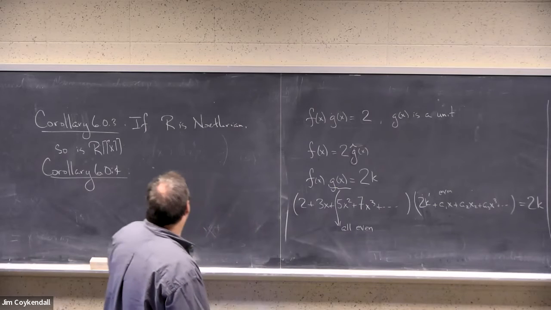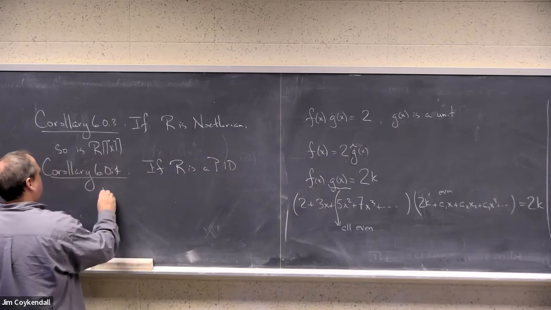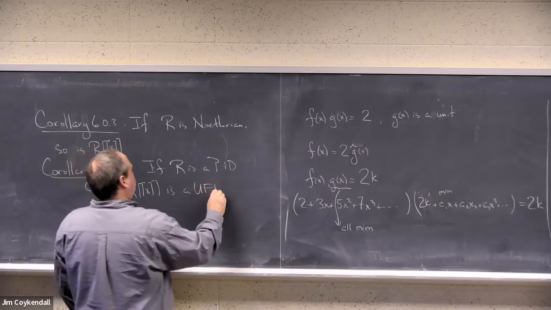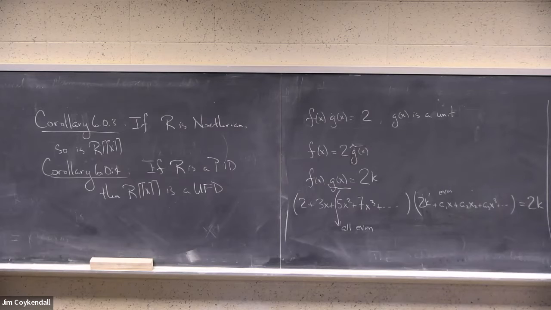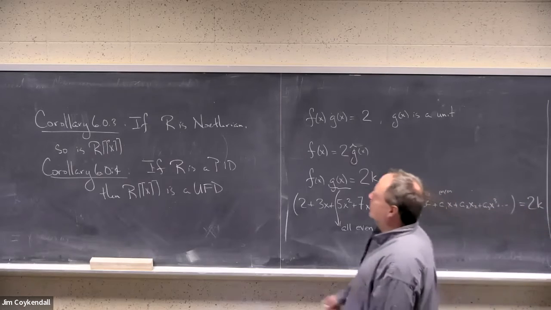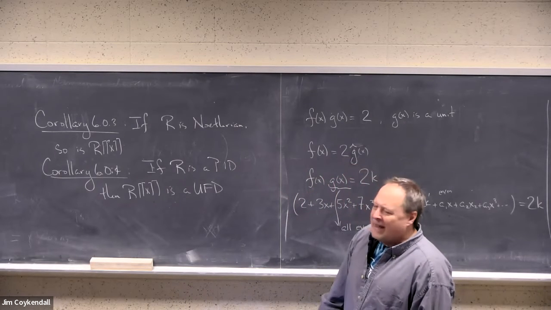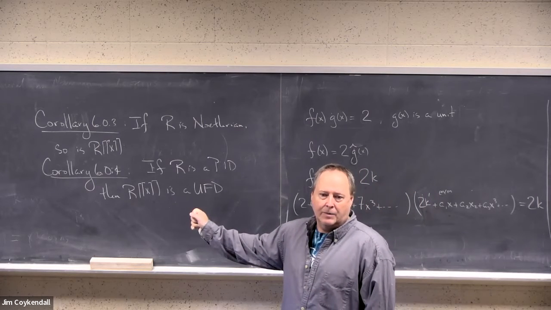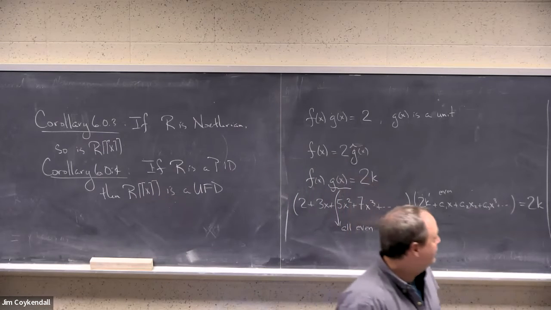If R is a PID, there's a rather famous example that shows that if you're a UFD, the power series ring does not necessarily have to be a UFD. However, I did mention that if R is a PID, then R power X is a UFD. And I'm only going to prove this, but you can actually extend this corollary to any finite number of variables. That is to say, if R is a PID, then R power X1 up to Xn is also a UFD, as it turns out.